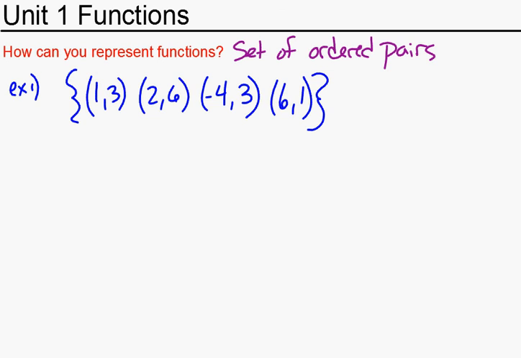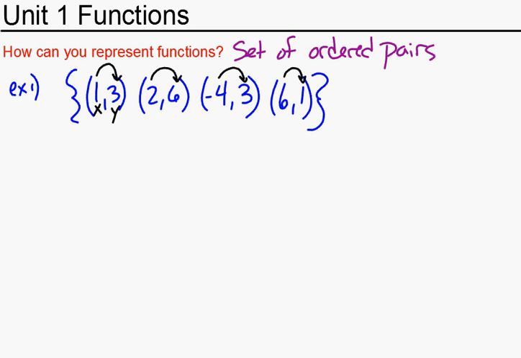Now, functions are all about input, output. So let's figure out what's what here. If you remember, every ordered pair goes x, y. So really what this is saying is my input of 1 becomes an output of 3. My input of 2 becomes an output of 6. -4 becomes 3. And 6 becomes 1.